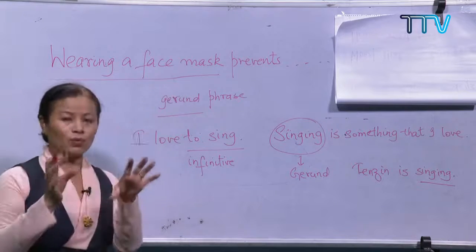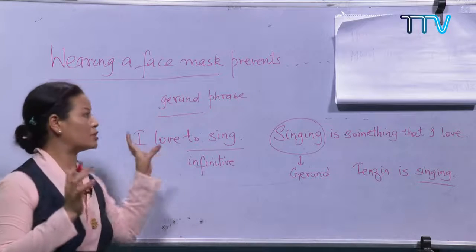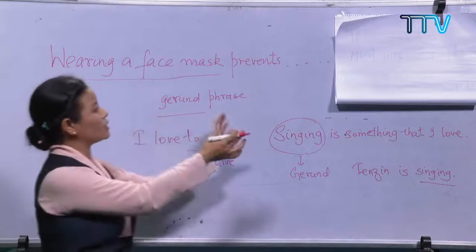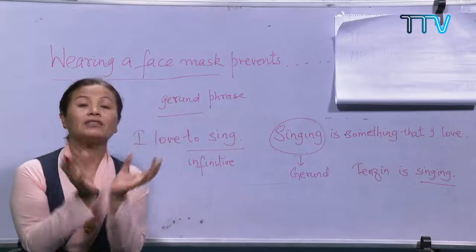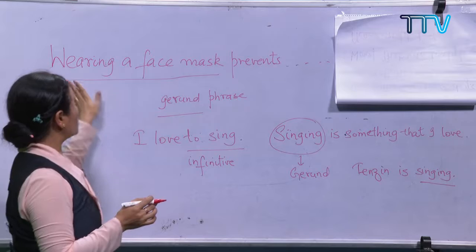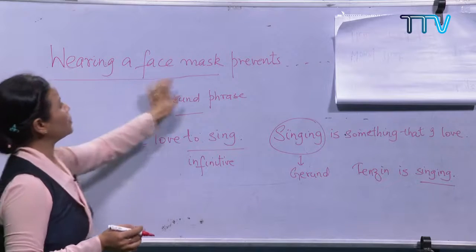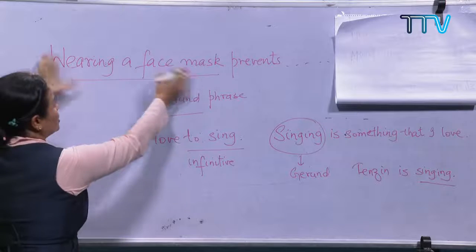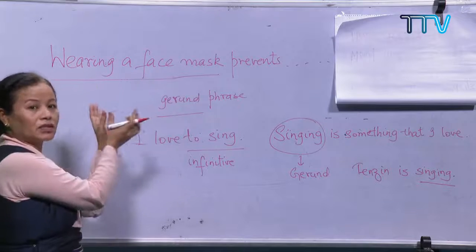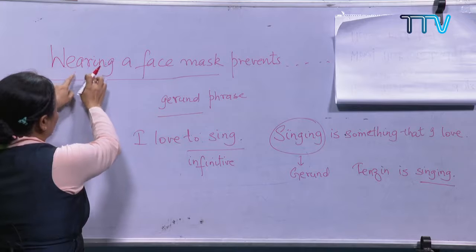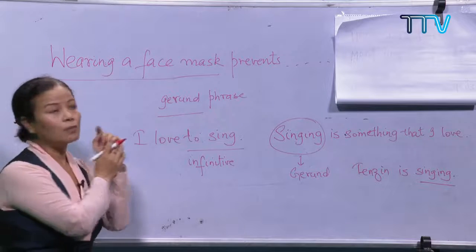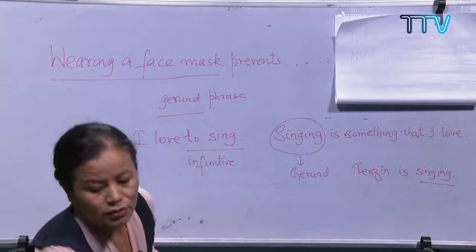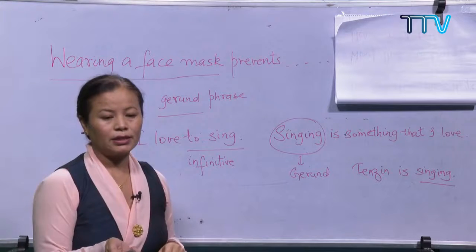So it looks like a verb, but actually it's not a verb. It's functioning like a noun. So it's an activity, like singing is something that I love. So singing is that activity, that is a noun, right? So a gerund phrase here: wearing a face mask prevents the spread of disease. So wearing a face mask, this is then an activity. So we are not looking at this word as a verb, but a noun, right? So that is one, and then let us look at another example.